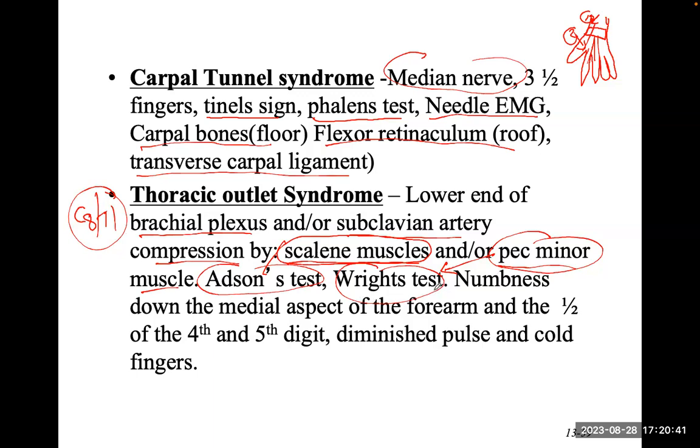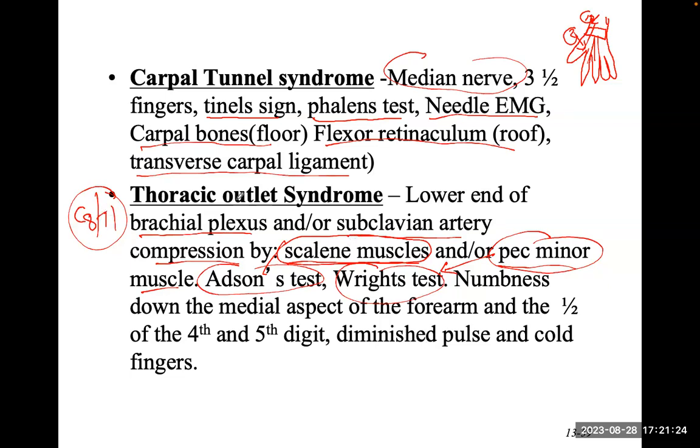When it's Wright's test, remember the Wright brothers made the airplane. So you hyperabduct the arm and the shoulder, raising the hand above shoulder level, out to the side, way abducted. If the pulse diminishes, then the pec minor is compressing the subclavian artery. If you raise the hand way above the shoulder and the pulse isn't diminished, but the person gets tingling into the pinky and the inside of the forearm, then the pec minor is compressing the lower end of the brachial plexus at C8 and T1.